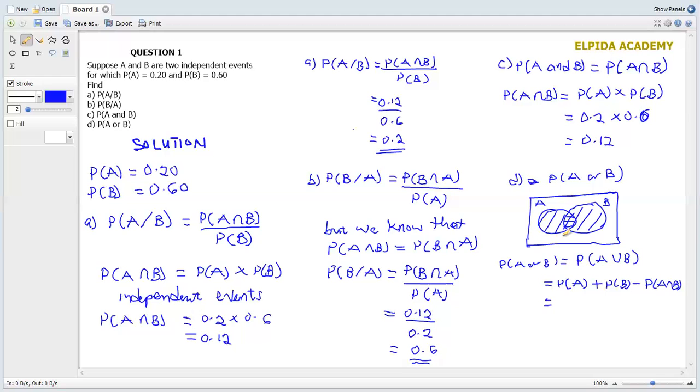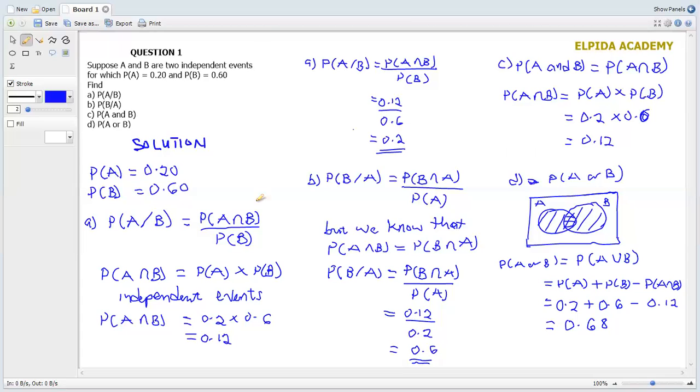The whole of A is this, the whole of B is this, then remove the intersection, because there'll be two portions of the intersection, so you have to remove one. That's how they're able to prove this formula. So P of A is 0.2 and P of B is 0.6 minus the intersection, which is 0.12, and this gives us 0.68.